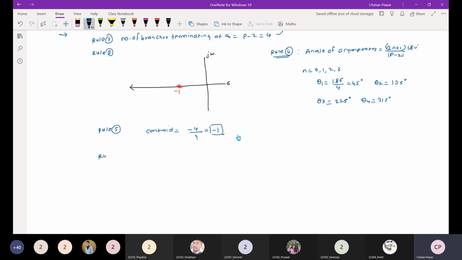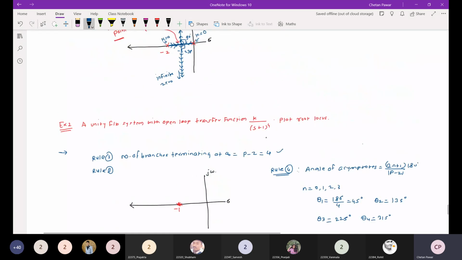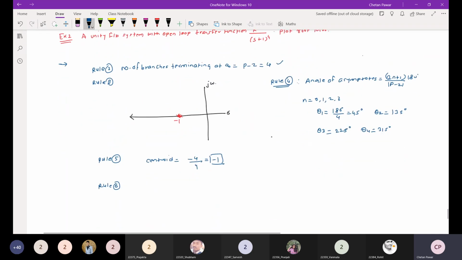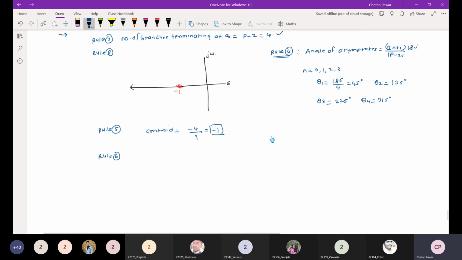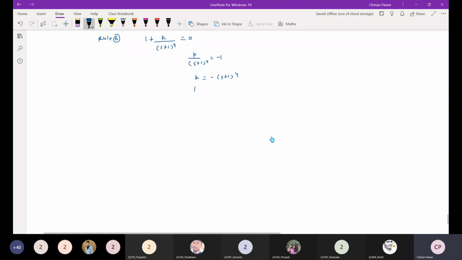Then rule 6. We need to find out the breakpoint. So to find out the breakpoint, we need to form the characteristic equation. So that is 1 plus k upon s plus 1 raised to 4 equal to 0. So k will be, and then you take a differentiation with respect to s and equate to 0.